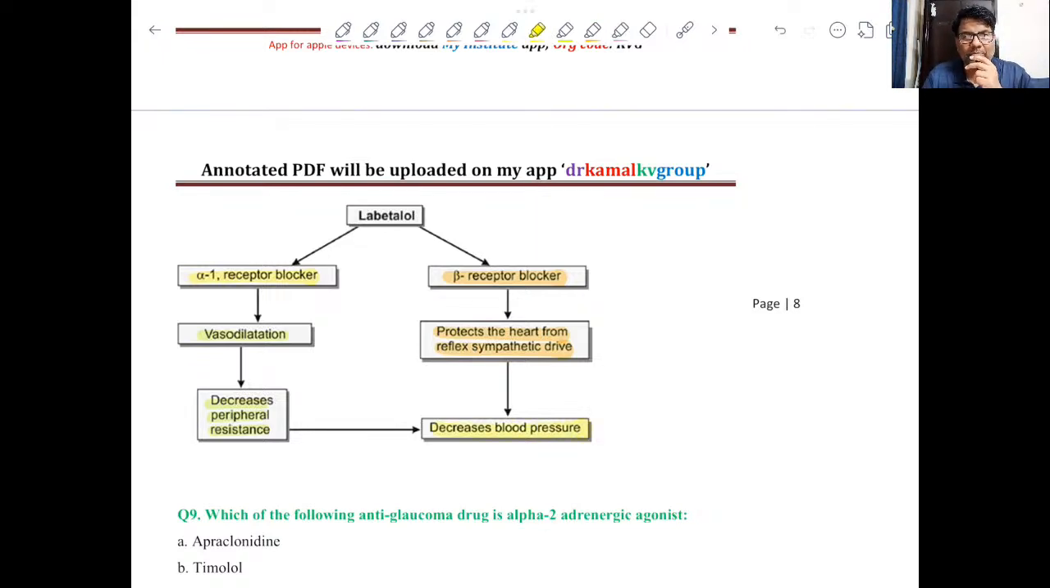And that's why I said labetalol is used as an anti-hypertensive agent, means it lowers blood pressure. So it has a dual action, alpha 1 blocker, non-specific beta blocker. Okay, so please remember labetalol: alpha 1 blocker, beta blocker.